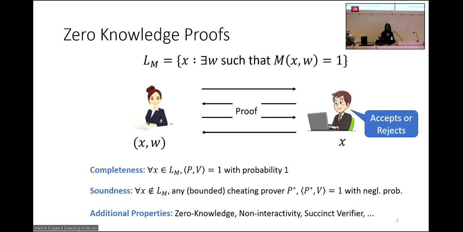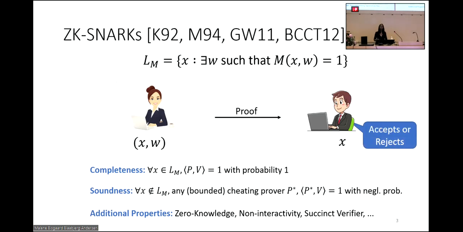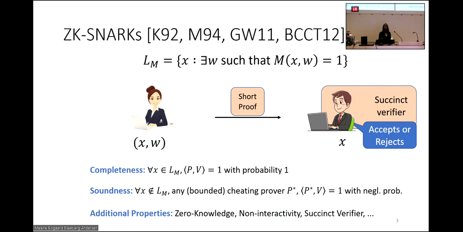Zero knowledge proofs is something we are already familiar with, and Chaya has already introduced this. So we'll directly jump into what this talk is about. We are interested in ZK-SNARKs with short proofs and a succinct verifier. Here succinctness basically means that we are sublinear in the running time of the RAM program.